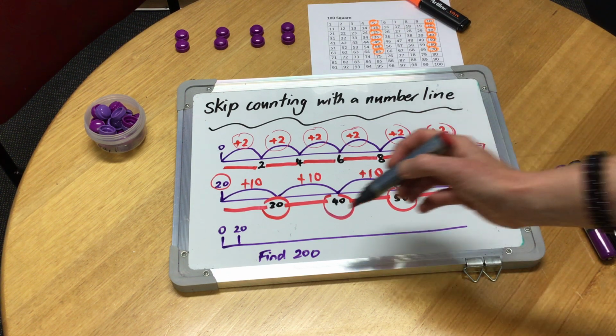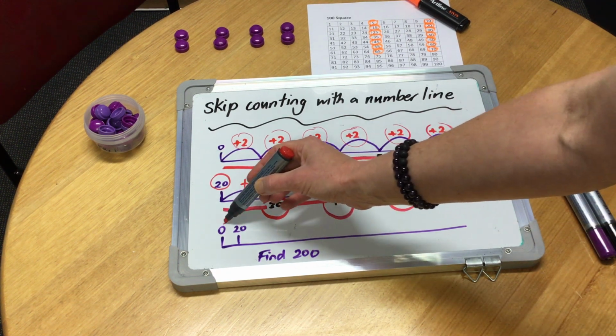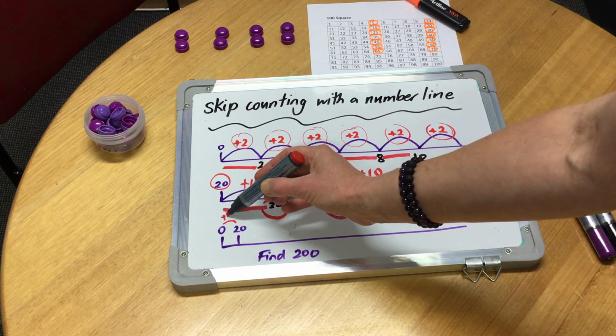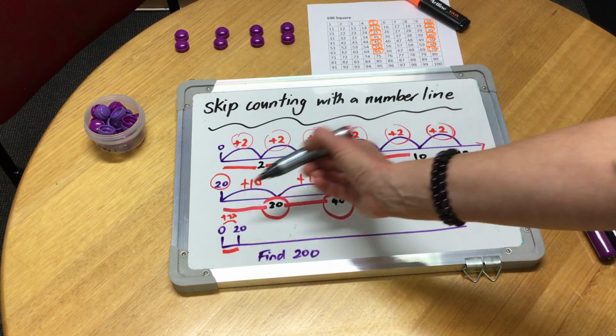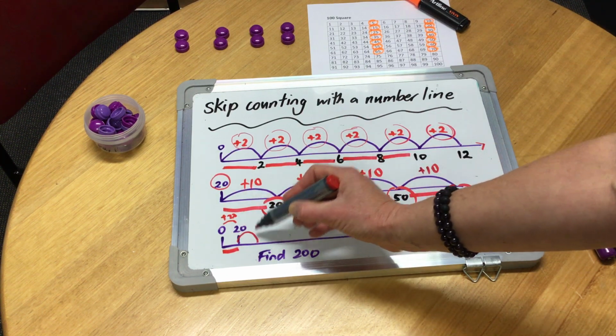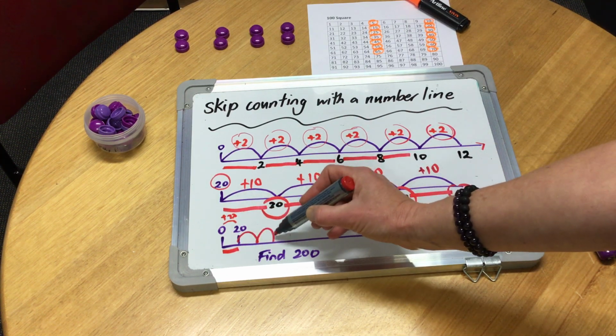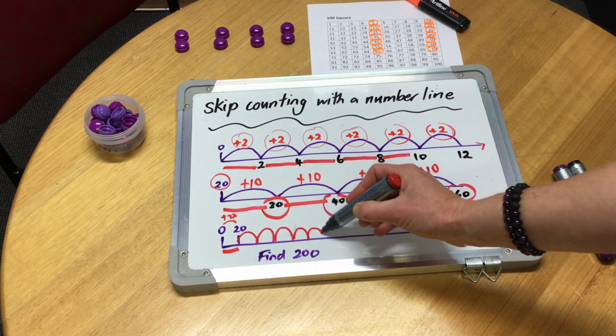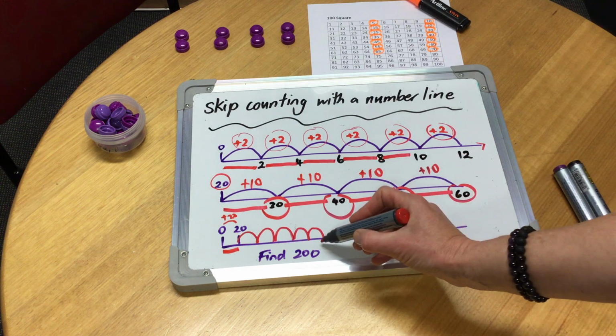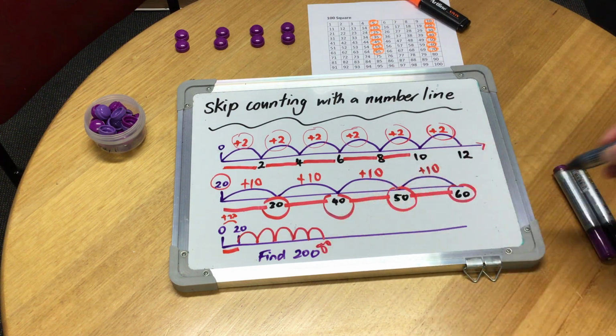You may have chosen to go, oh, there's a 20 there, I'm going to skip count by 20 each time. I'm going to think about the same amount of space. 40, 50, 60, 70, 80. So you could keep going like that. 80, I've got to get all the way up to 200.